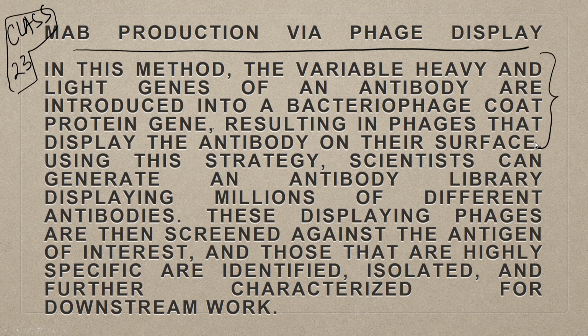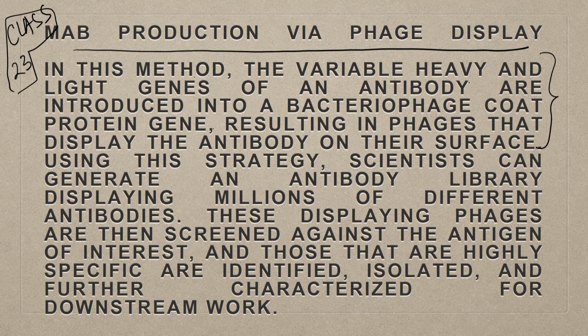So, let me repeat it. In this method, the variable heavy and light genes of an antibody. If you look at the structure of an antibody, it has heavy chain and light chains, and there are genes which exclusively code for the heavy chain and the light chains. So, what you are doing here, let me again repeat, the genes which are involved in the expression of variable heavy and light chains of an antibody are introduced into a bacteriophage coat protein gene.